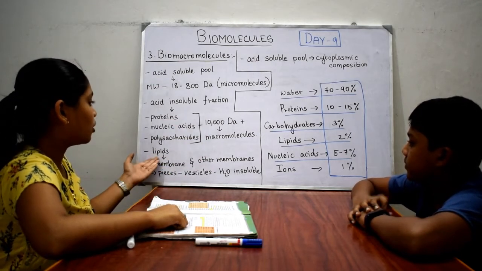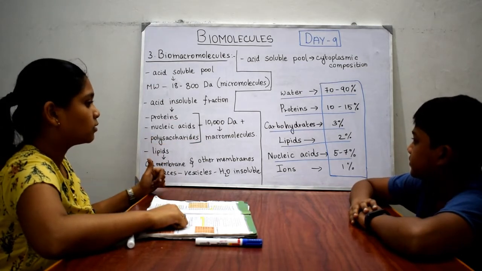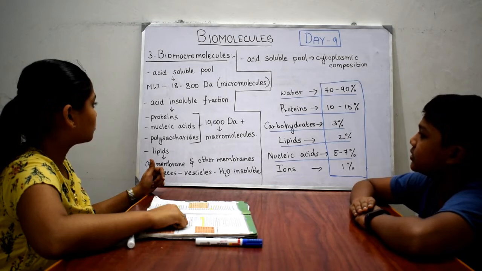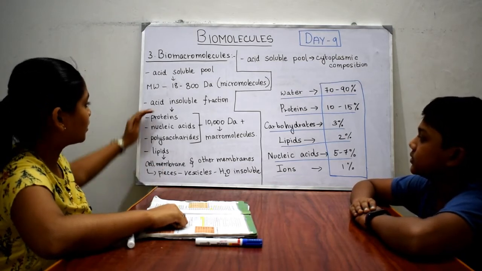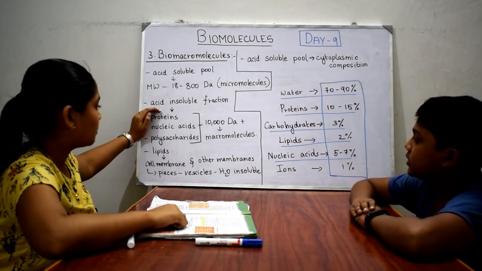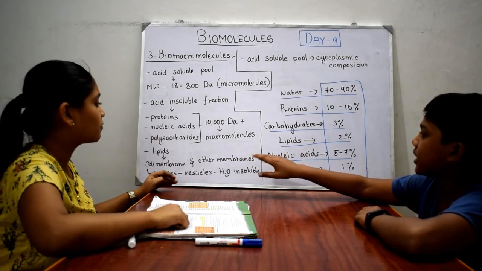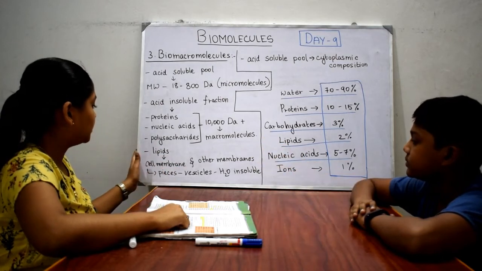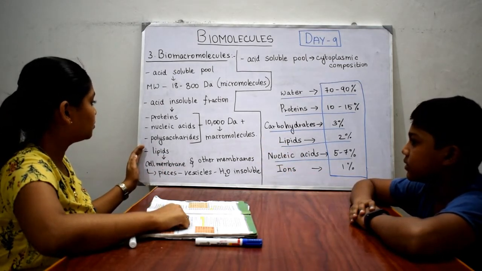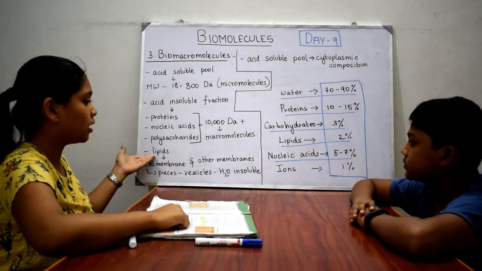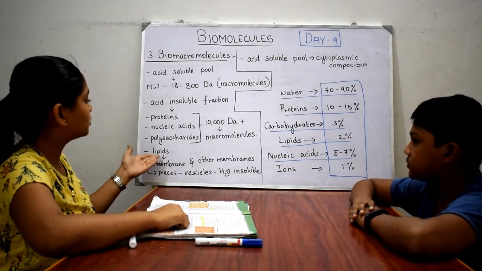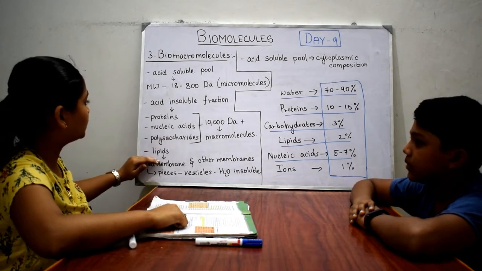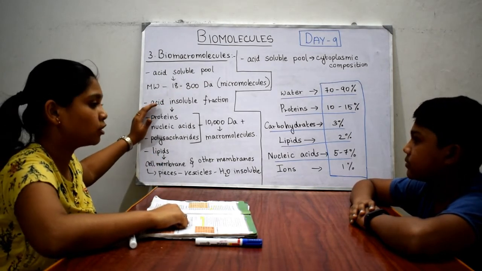Why are lipids not included with these? These four altogether come under the acid insoluble fraction. But lipids have a molecular weight that belongs to the category of micromolecules, so we cannot classify them using Daltons. Still, lipids come under the acid insoluble fraction.